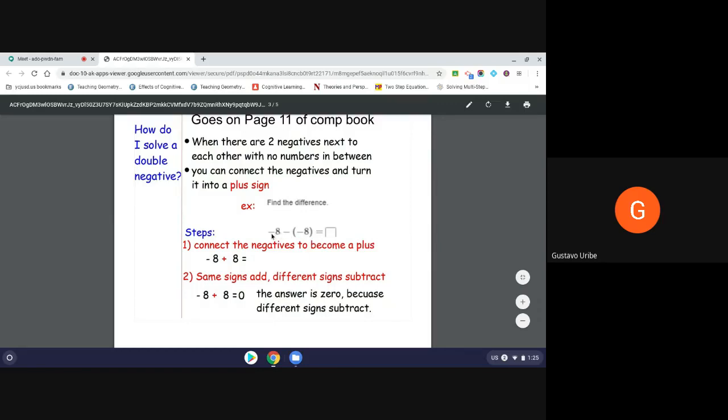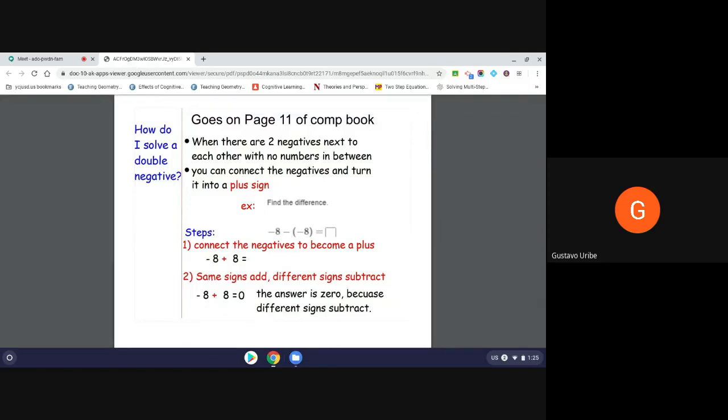For another example right here, look, I have two negatives, but I have a number in between them. So that's not going to be a double negative, whereas right here, it is. When you have a double negative, you can connect the negatives and turn it into a plus sign. The reason being, when I have two negatives, they cancel each other out. We'll learn about this next chapter. It is a multiplication rule.